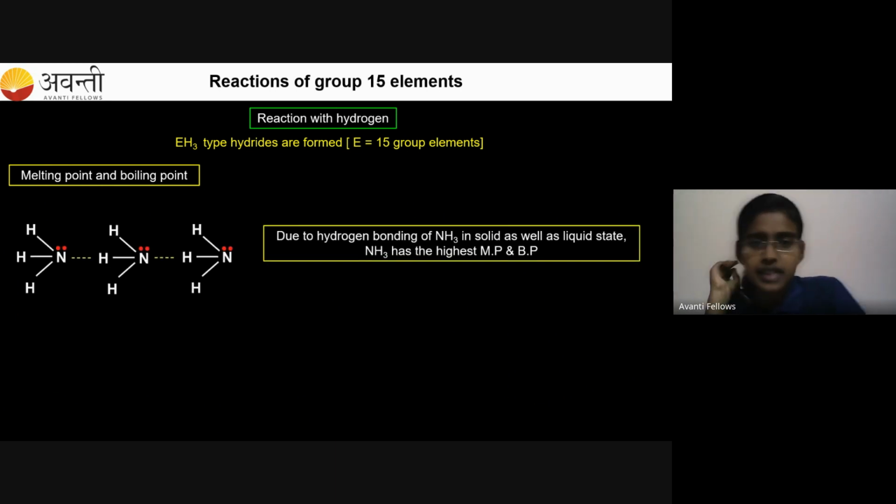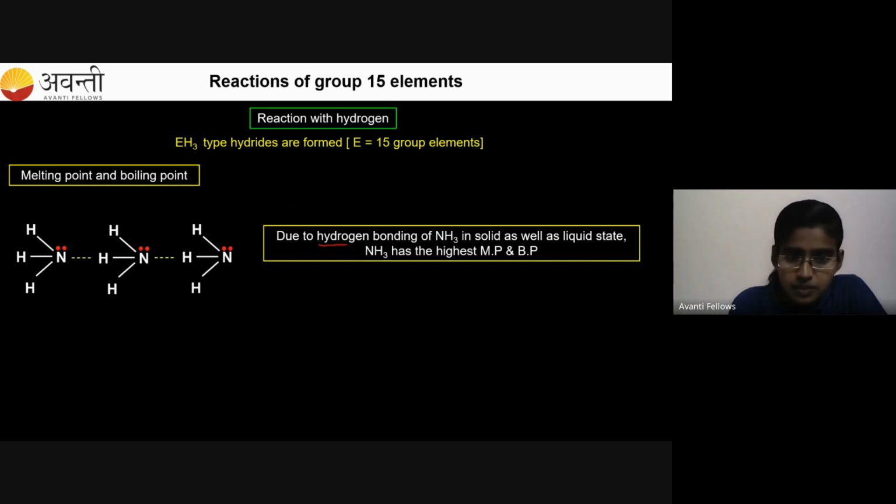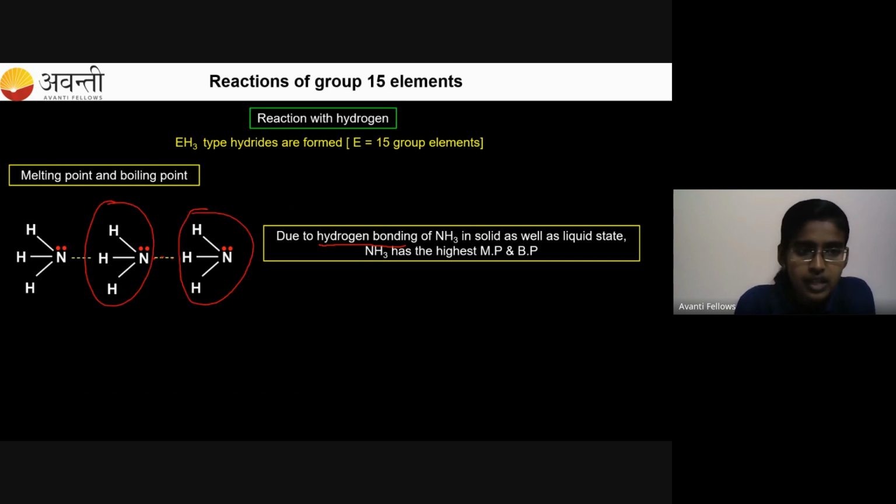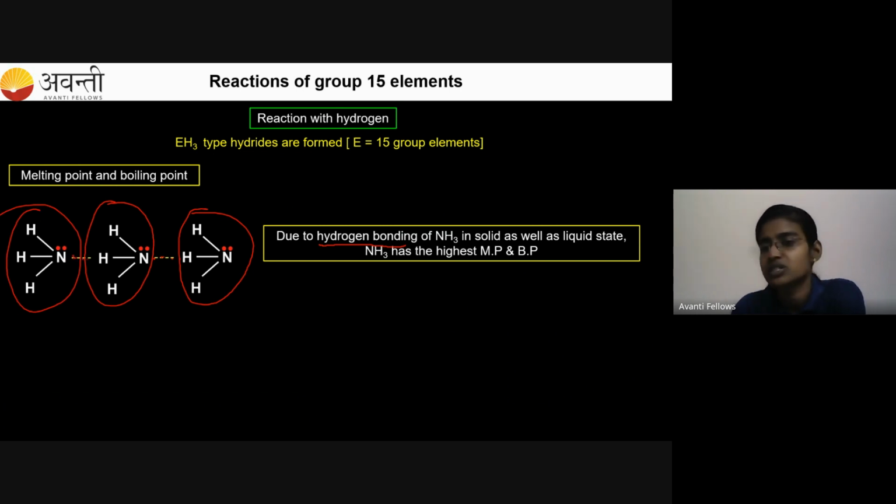NH3 has the highest melting point and boiling point, in both solid state as well as liquid state. The reason is hydrogen bonding. You can see one NH3 molecule is forming a hydrogen bond with another NH3 molecule, right? These dotted lines are hydrogen bonds. That hydrogen bond is very, very strong. Only if all the hydrogen bonds in a molecule are broken down will a particular compound boil or melt, right?